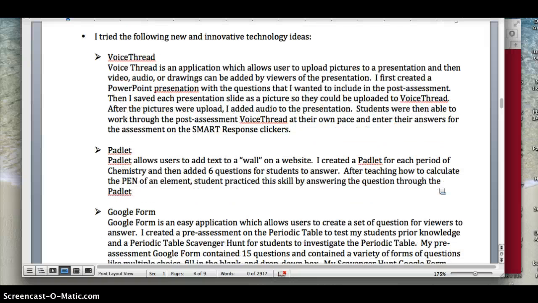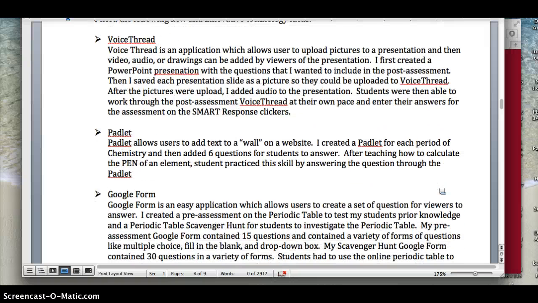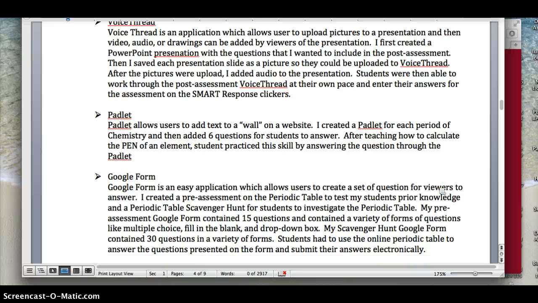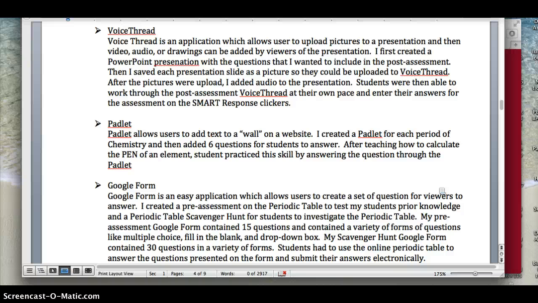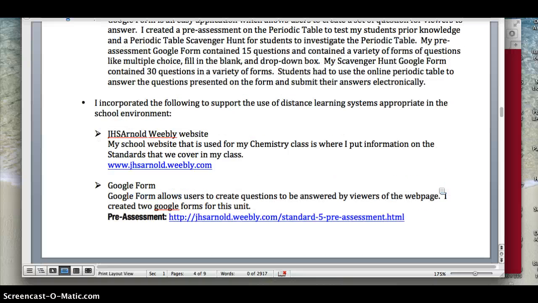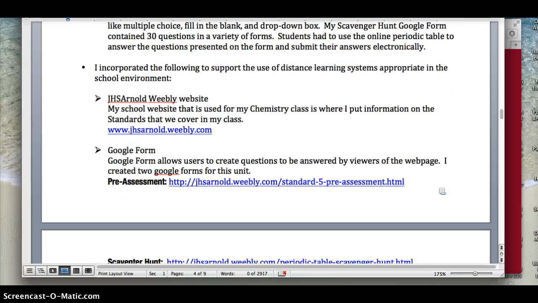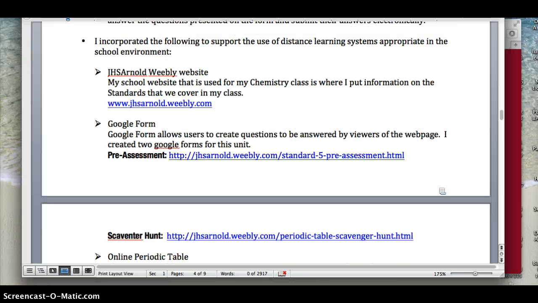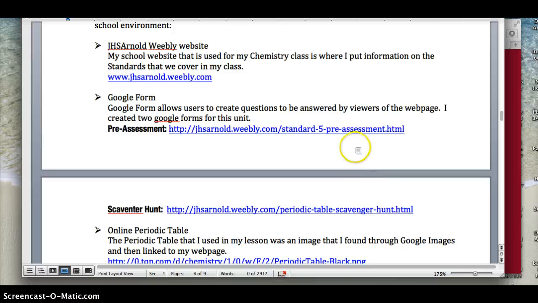Some new innovative technology ideas that I used in my unit were VoiceThread and Padlet and Google form. I hadn't used VoiceThread in class before and was able to create an assessment using the VoiceThread so the questions could be read to each of the students. Here I listed my Weebly website that I used, and the Google form. I created a pre-assessment and scavenger hunt with that.